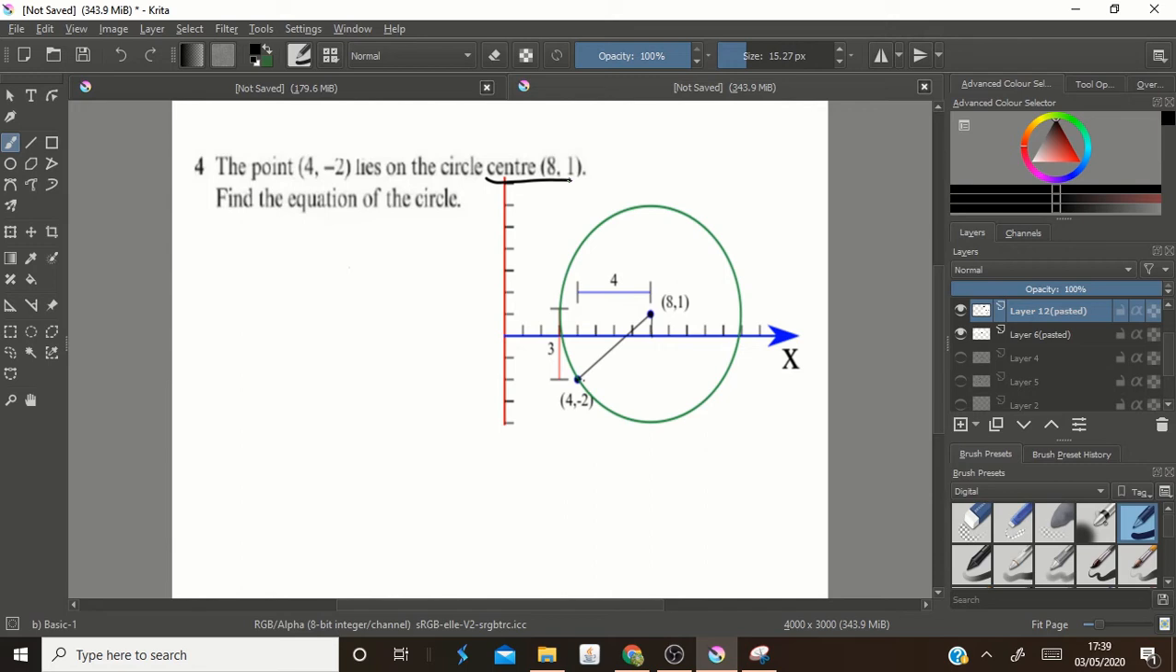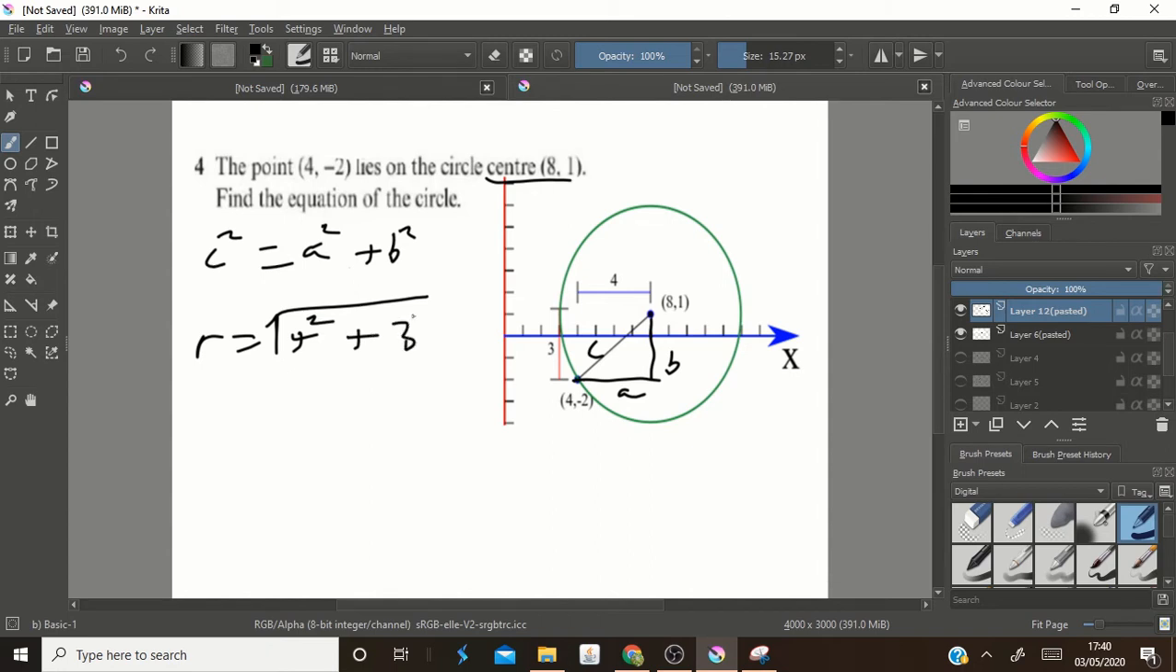So to find the radius, we can see that we could do a bit of Pythagoras here. A, B, C, where c squared equals a squared plus b squared. So r is the square root of 4 squared plus 3 squared. So r is the square root of 9 plus 16, which is the square root of 25. So r equals 5.